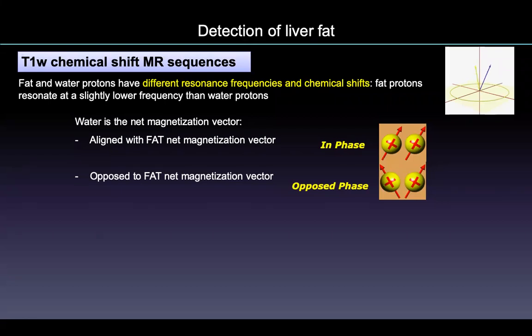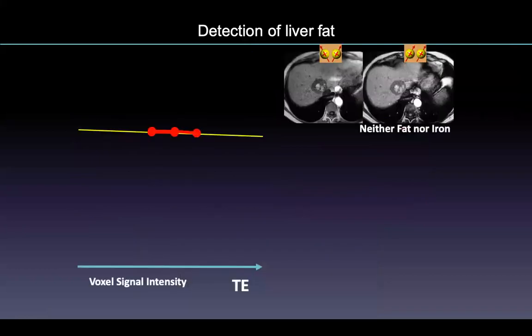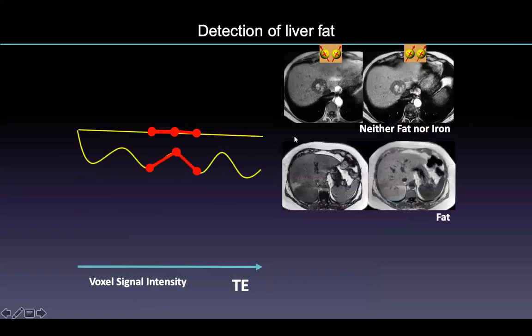So images are acquired when water and fat protons are aligned or in phase, or in opposed phase. And steatosis is recognized as the signal loss on the opposed phase images relative to the in-phase images. So this scheme exemplifies the signal intensities with increasing TEs in a normal liver and in a liver with fat, in a steatotic liver.